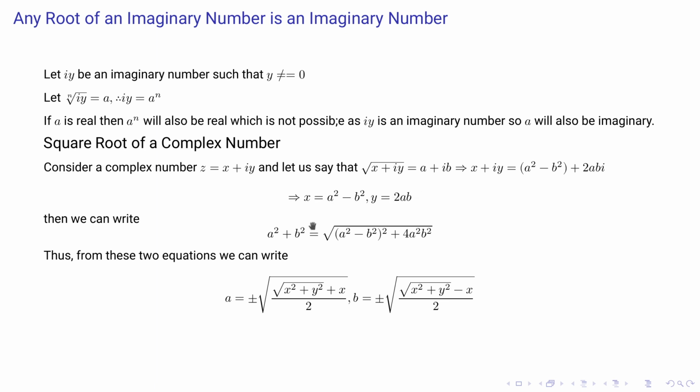Once we have this, we can write a square plus b square is equal to square root of (a square minus b square) whole square plus 4a square b square. Now we have these two equations, and from these equations we can say that a is equal to plus minus square root of (square root of x square plus y square plus x) divided by 2, and b is equal to plus minus square root of (square root of x square plus y square minus x) by 2. That's how you find the square root of a complex number.